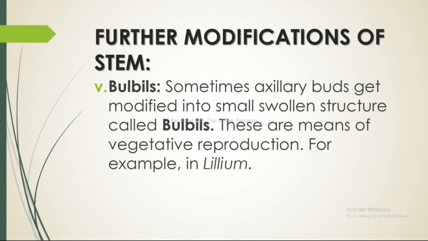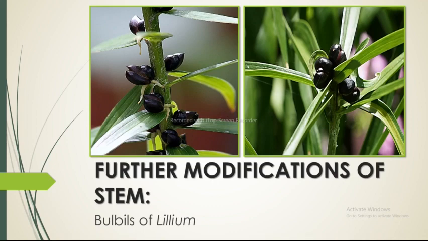The next type is the bulbils. Sometimes the axillary buds get modified into small swollen structures which are called bulbils. These are a means of vegetative reproduction, for example in Lilium. Further modifications of stem: these are the bulbils of Lilium, as shown in the figure.